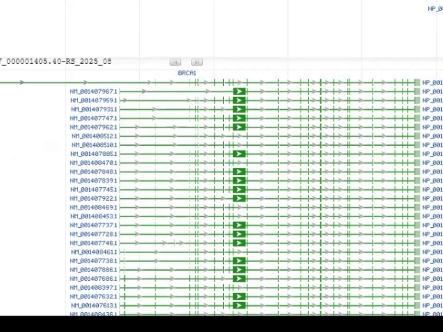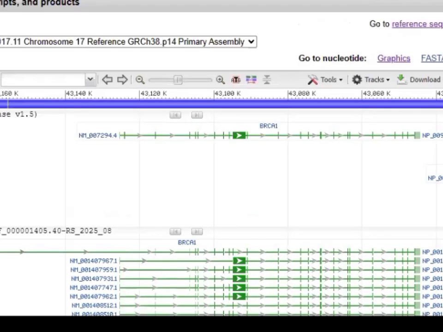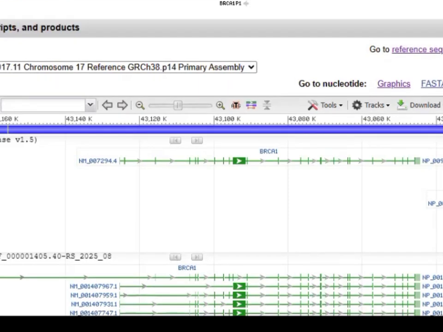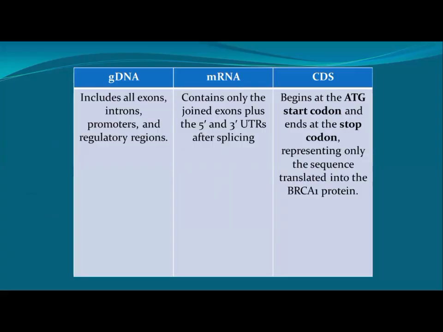Now we will move toward the very important question of how we can download the DNA region, the sequence of DNA, the sequence of messenger RNA, the sequence of coding regions, regulatory regions. How can you download this? Before starting to learn how to download genomic DNA, messenger RNA, and coding sequence, we must know what each of them means.